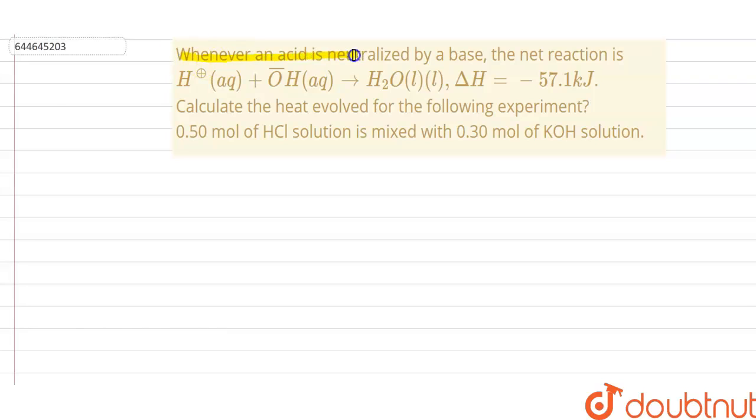Hello. So our question is, whenever an acid is neutralized by the base, the net reaction is H plus reacts with OH minus, and it forms water. And here the heat evolved is 57.1 kilojoule. So we have to calculate the heat evolved when 0.50 mole of HCl solution is mixed with 0.30 mole of KOH. So first of all, we have to know what is the neutralization reaction.